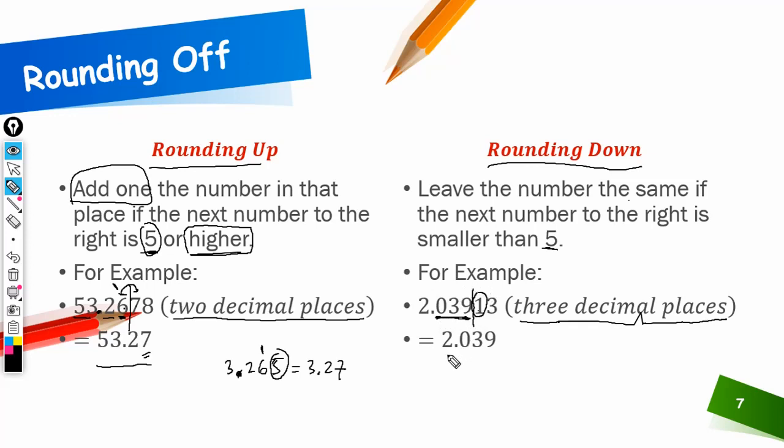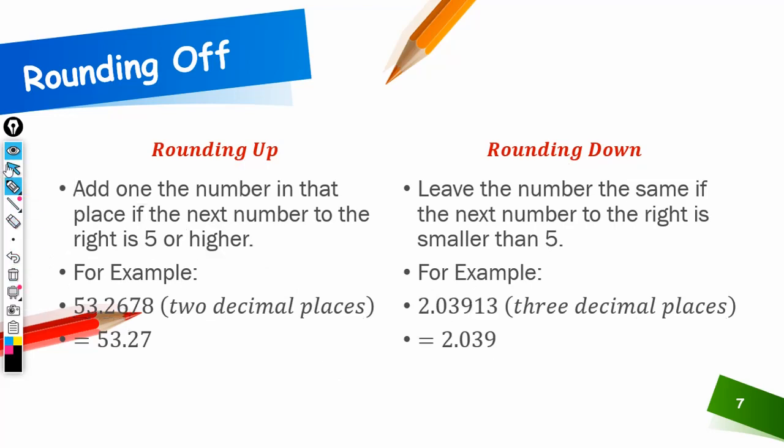Okay, so the rounding down is 2.039. Okay, jadi ini tinggal dihapus saja. So this is about rounding off. Whether it is rounding up or rounding down, it depends on the number after the last decimal place. Okay, next.